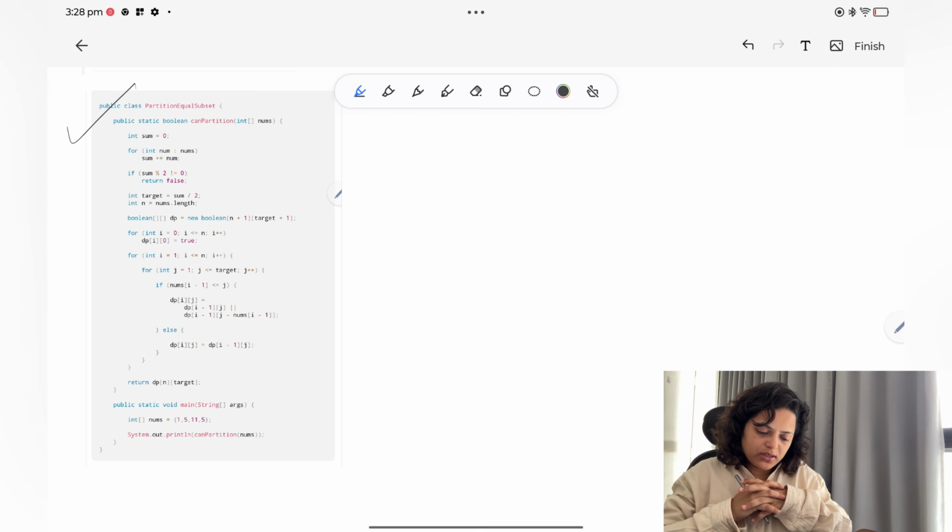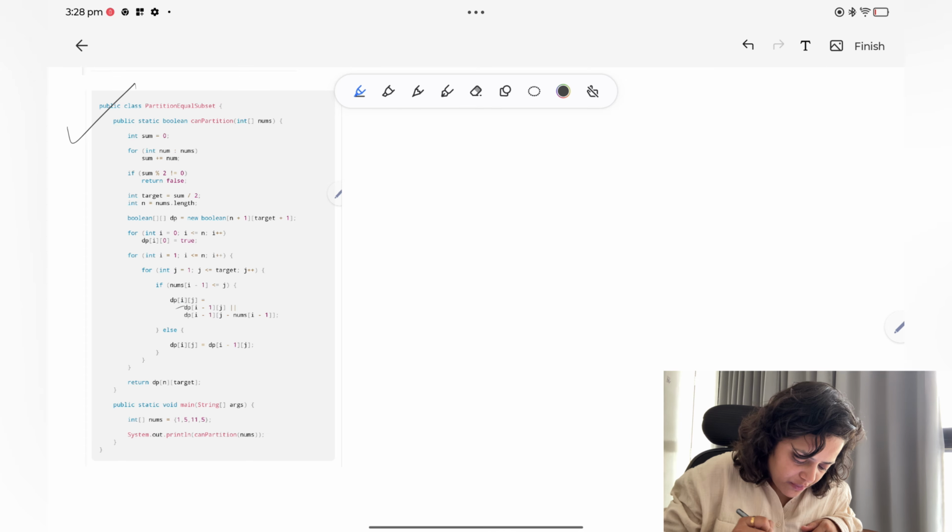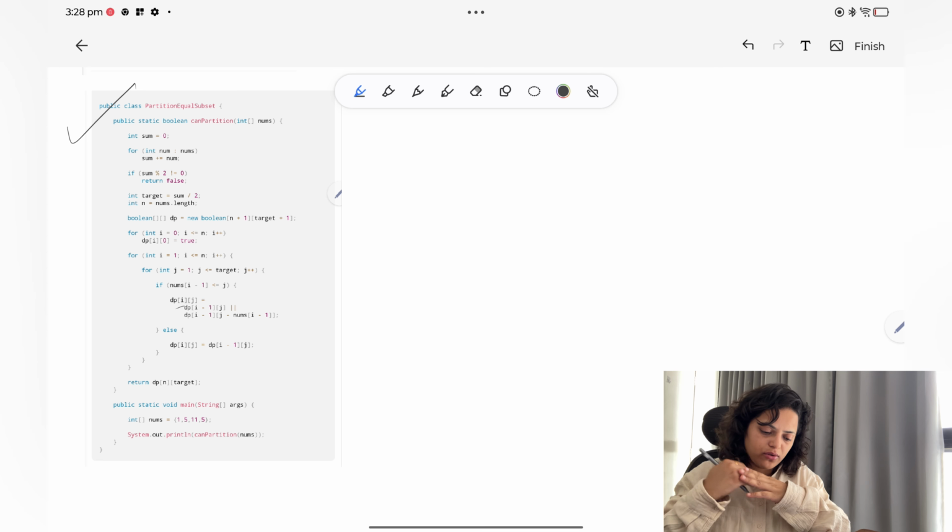The ditto. So here you will either exclude that element, or you will take that element. Okay, so yeah, that's it.